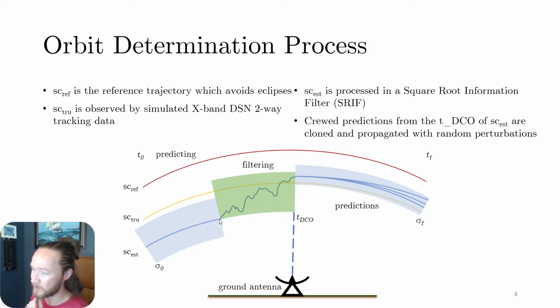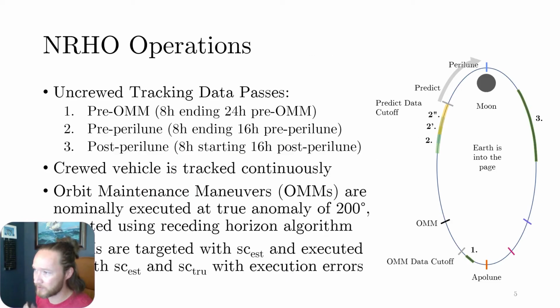We predict over some time span until we receive tracking data. We filter that data over time until the end of the tracking data span. And then from there, we produce predictions into the future. We can say that Perilune is somewhere over here. You see that there are multiple predictions coming off of a single solution, and that accounts for when we're crewed, where we have random desaturations. We create multiple predictions from a single solution, so that each one gets random perturbations to create a proper variance of predictions from a single solution.